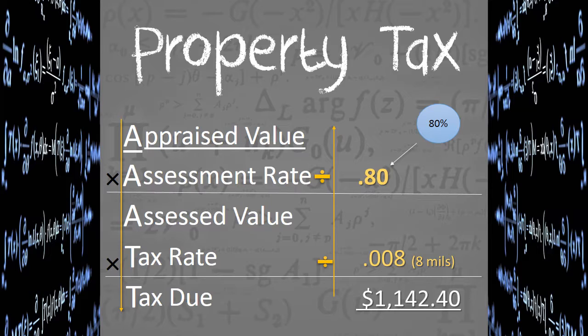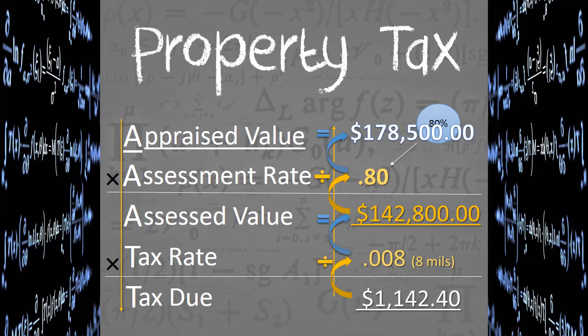So we divide the amount of taxes paid by the mill levy, and that gives us the assessed value, which we put in right here. The assessed value then would be $142,800. And now what do you think we've got to do in order to come up with the last missing number? Well, we've got to divide again. We divide the assessed value by the assessment rate, and we find out that this property had an appraised value of $178,500. This is the answer you're probably looking for.